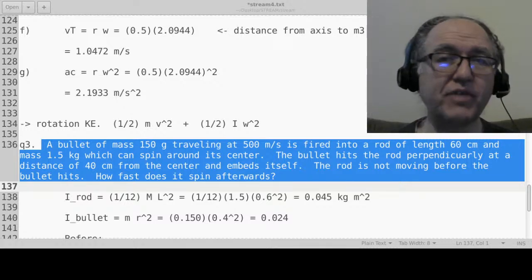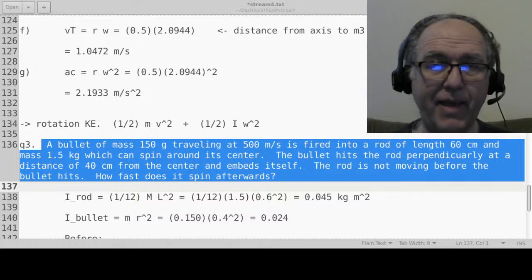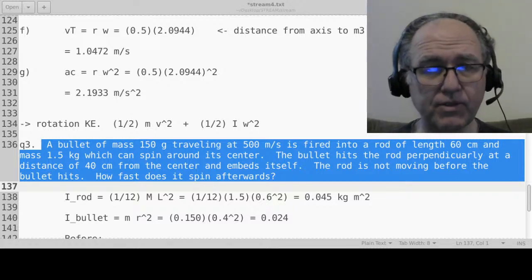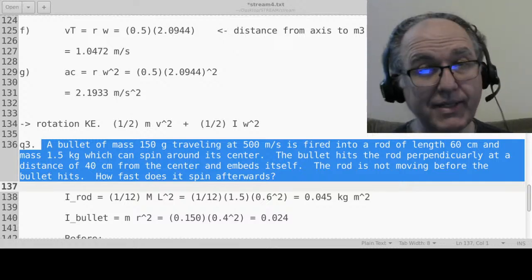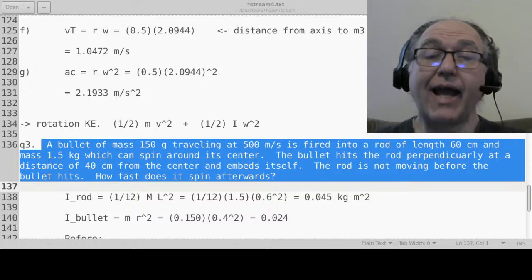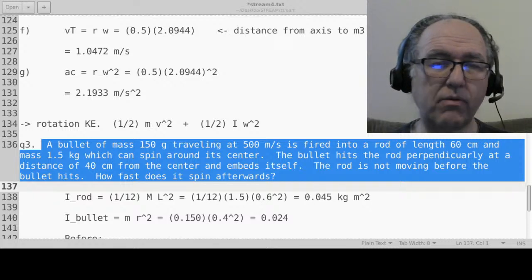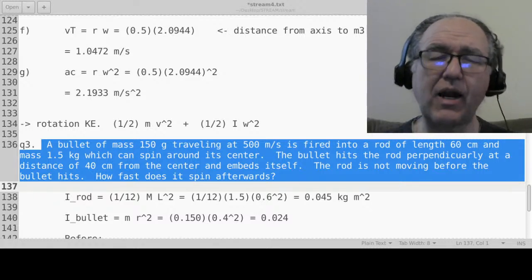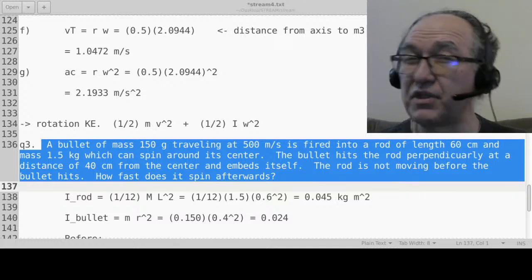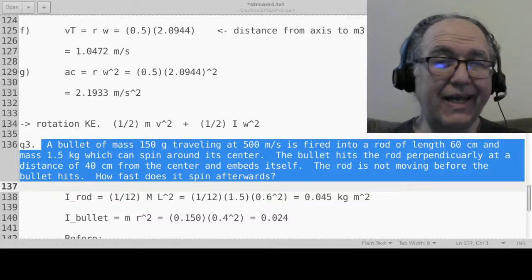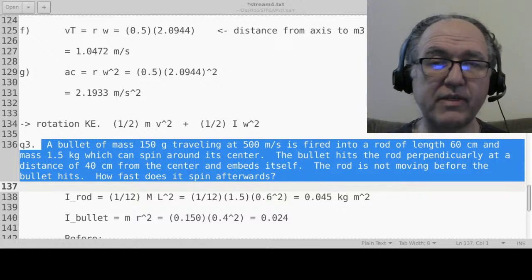Just like tau equals I alpha is really F equals ma in disguise, conservation of angular momentum is really conservation of linear momentum in disguise. I didn't actually prove that for either the Physics 101 or 111 class. You might say, well, how is that the case? It's not that hard to prove, but it takes about half an hour to do it right, and given the time I have in these courses, I don't usually prove these things.